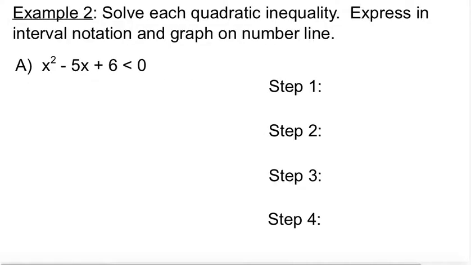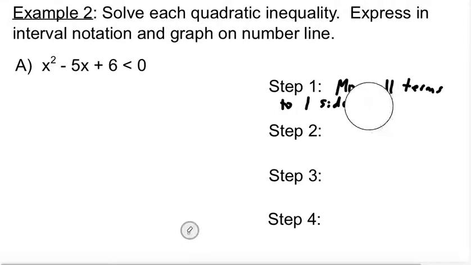So let's do one that's kind of easy here. Everything is already on one side, so it's already set equal to 0, so we don't have to move anything. That was step 1. Move all terms to one side to get 0 on the other side. And I usually move everything.